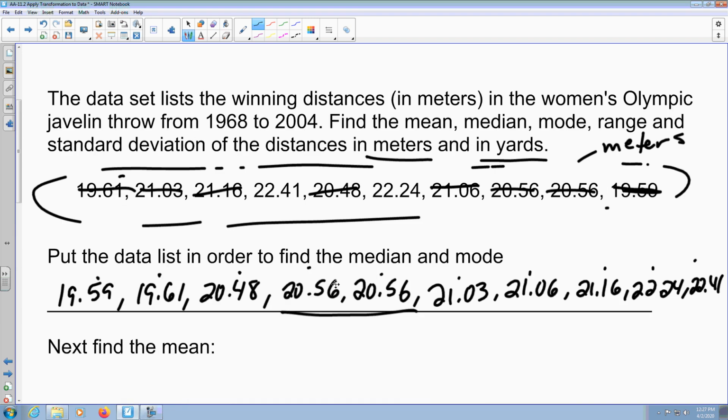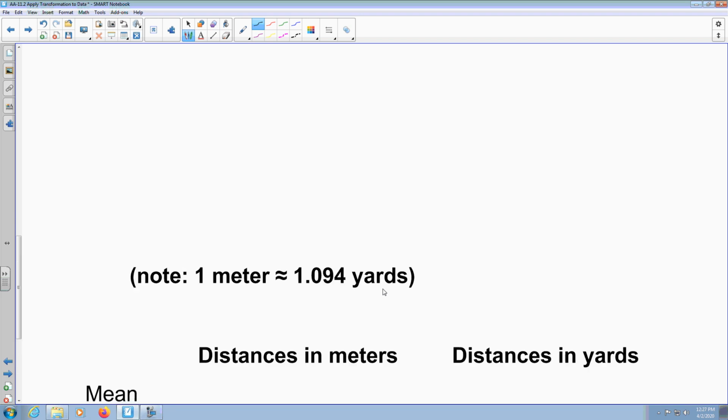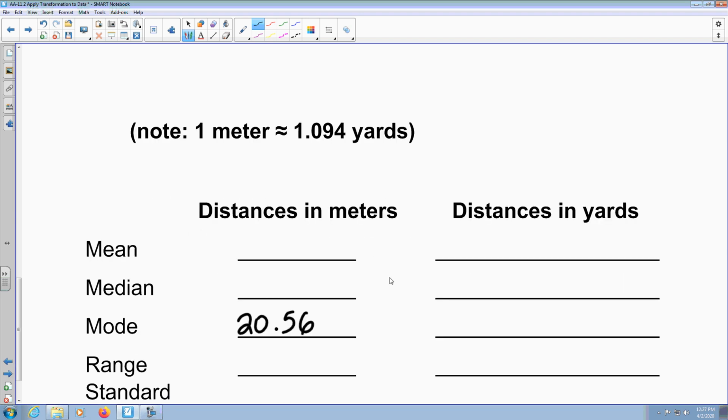The median, we got 1, 2, 3, 4, 5 here, and 1, 2, 3, 4, 5. So it's going to be the average of 20.56 and 21.03. When I add them together, I get 41.59. Divide that by 2. It's pretty close to 20.8, yeah, 20.8 we'll call it.